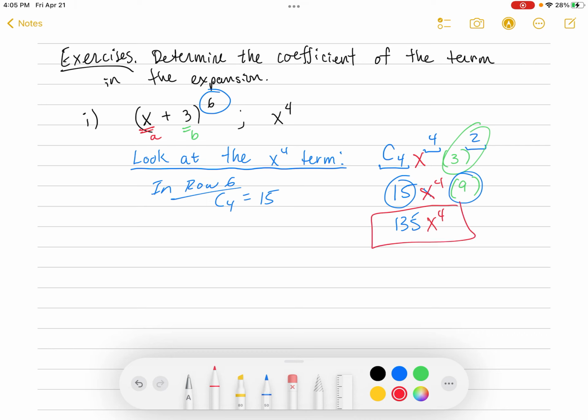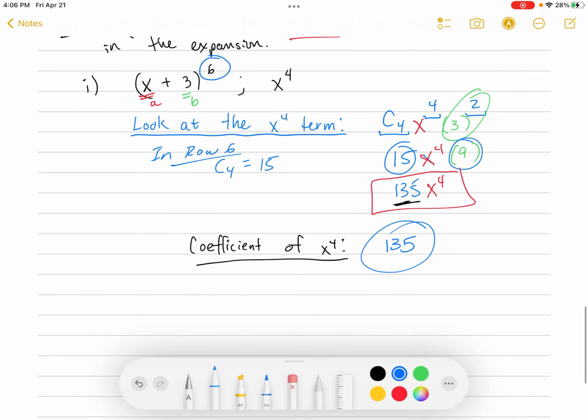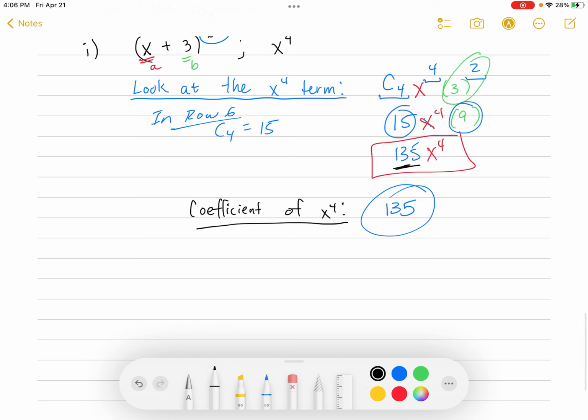135x to the 4th. So the x to the 4th term is going to be 135x to the 4th. So what does that mean? What is our coefficient? Our coefficient here is the 135. So the coefficient of x to the 4th is 135. That's our answer.